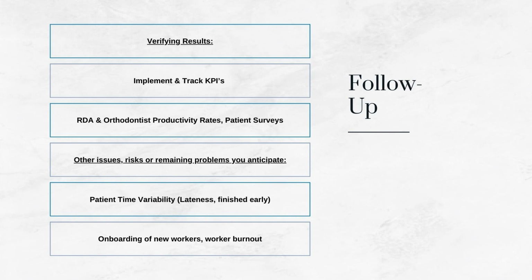To follow up our proposed improvement, we want to verify our results through implementation and tracking of KPIs. These KPIs include RDA and orthodontist productivity rates, as well as patient surveys. Issues, risks, and remaining problems we are anticipating would be patient time variability, such as lateness and finishing appointments early, and the onboarding of new workers, as well as worker burnout. Something to consider for the future is to switch to AI when it comes to scheduling appointments.